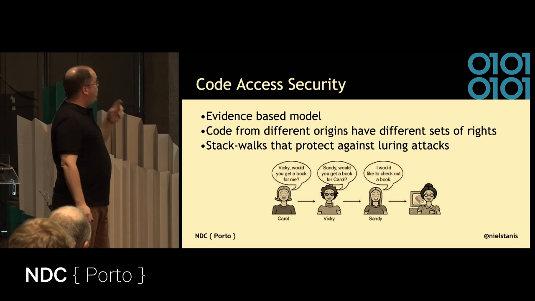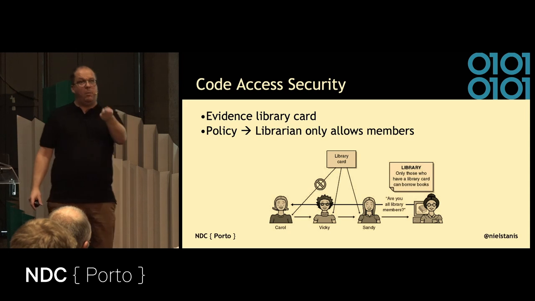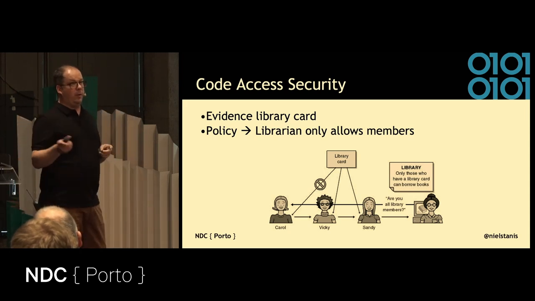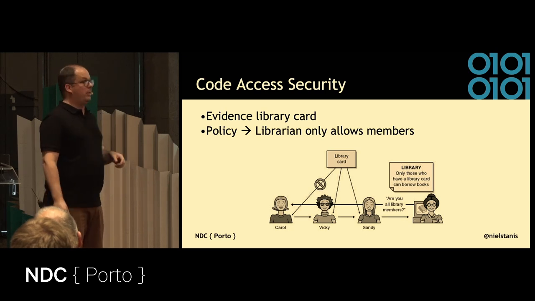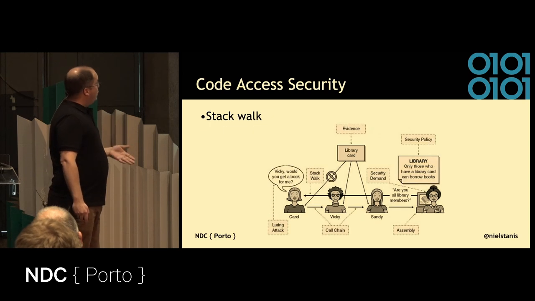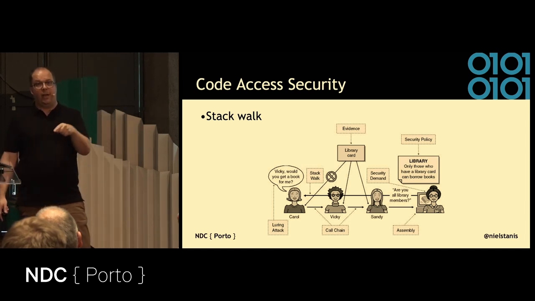And the policy that the librarian enforces is that everybody needs to be a member of this library in order to lend books, right? I cannot walk into the library over here in Porto, grab a book, and walk outside. That's not how it works. Only those who have a library card should be able to borrow books. In this case, Carol doesn't have one. So what then happens at runtime is that it does a stack walk and it will do a check for each of the callees to see, hey, are you allowed to do that?